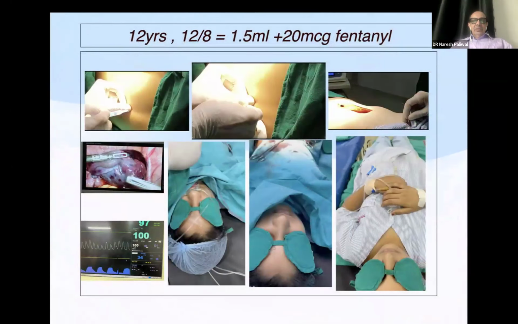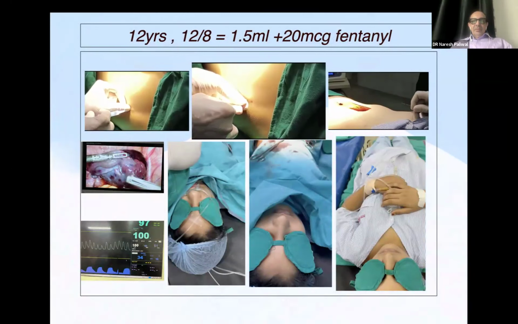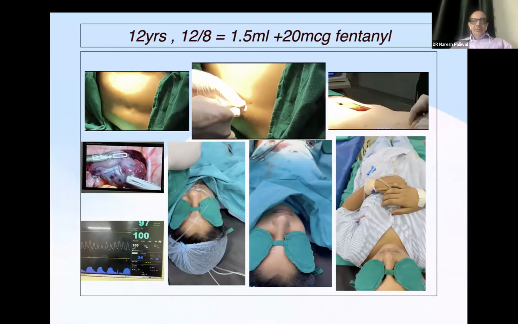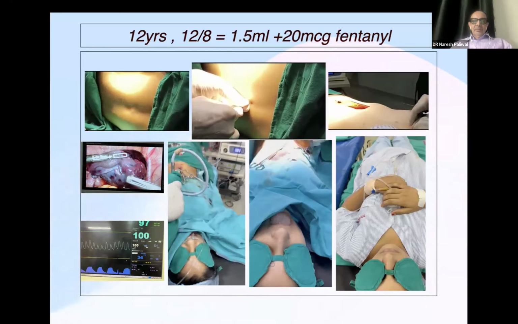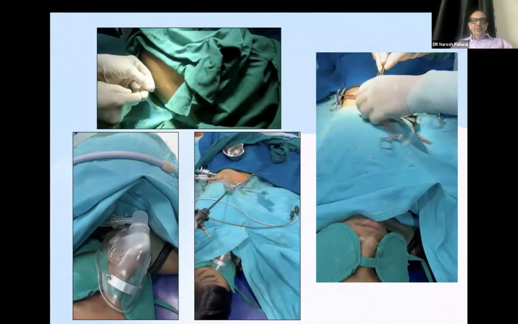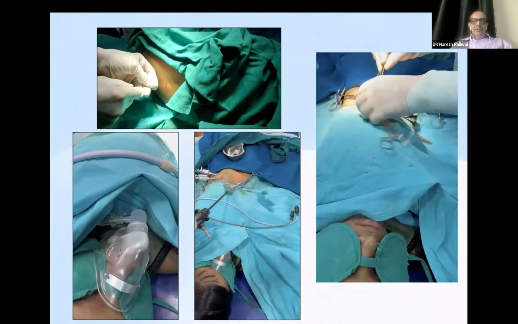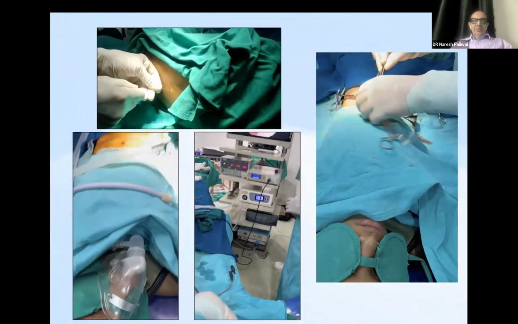These are some pediatric cases. 12 years old female patient, twisted ovarian cyst. According to my formula, it's just 1.5 ml plus 20 microgram fentanyl with 27 gauge needle. She was a cooperative child, nothing needed before spinal, with ETCO2 monitoring. Patient is shifting herself at the end of surgery. This is again a small kid, laparoscopic appendicectomy.